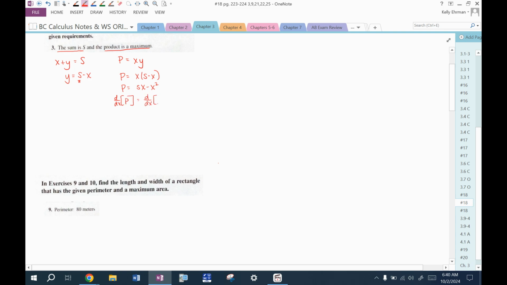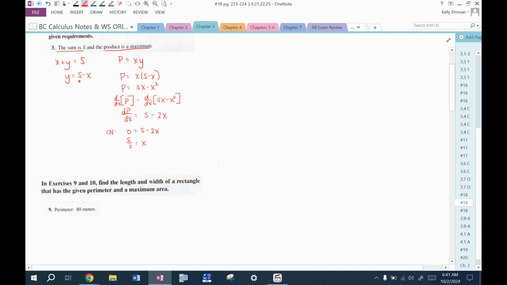And remember, I'm writing this step out separately. You don't have to do that. But it's just a good reminder of what's happening from this step to this step. So P becomes dP/dx. And then remember, S is a constant, so the derivative of S times x is S minus 2x. And we want to find the critical numbers for P. So the critical numbers would be when this dP/dx equals 0. And if I solve that for x, I would subtract S and divide by -2. So that will be S divided by 2.